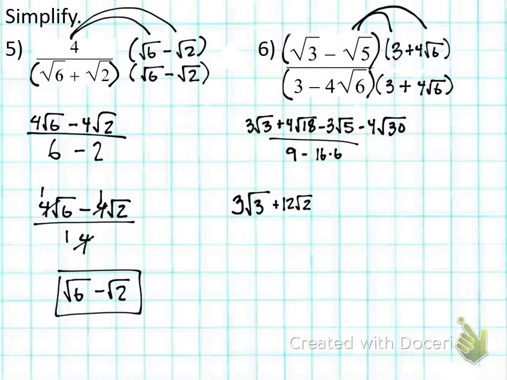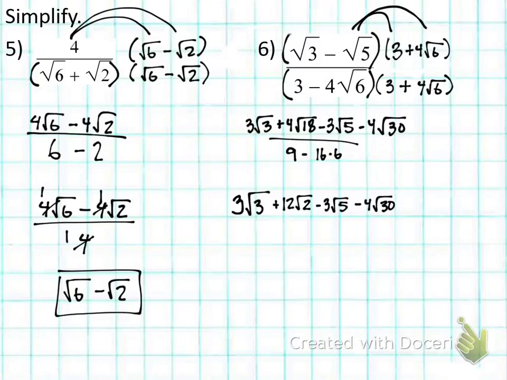Okay, continuing on, negative 3 rad 5. Can I simplify that? Nope. Next one is negative 4 rad 30. Rad 30 is 5 times 6. 5 is prime. 6 is 2 times 3. 2 and 3 are prime. We can't do anything with that, so we're going to just leave that alone. We got negative 4 rad 30.